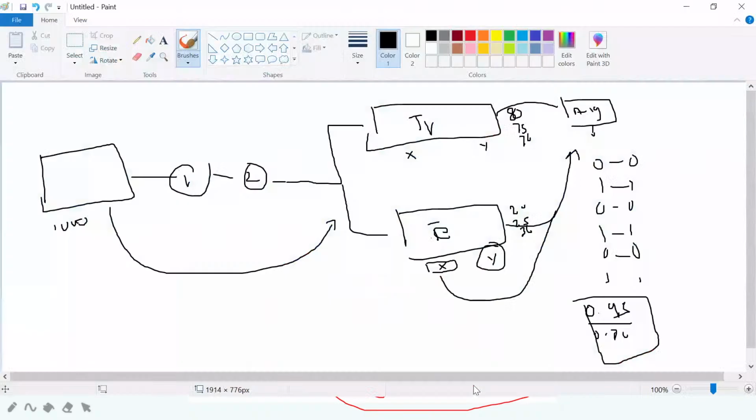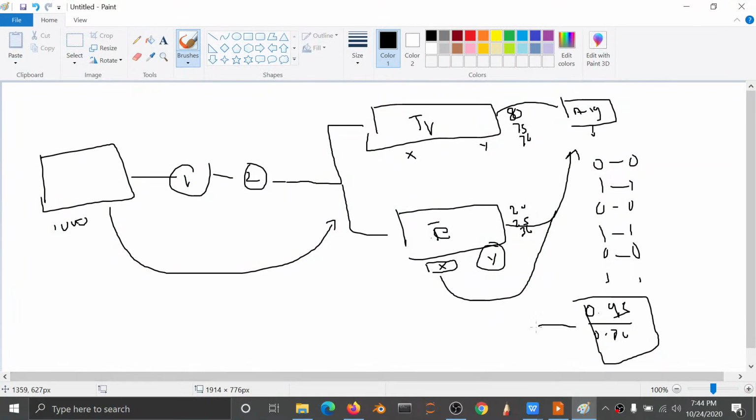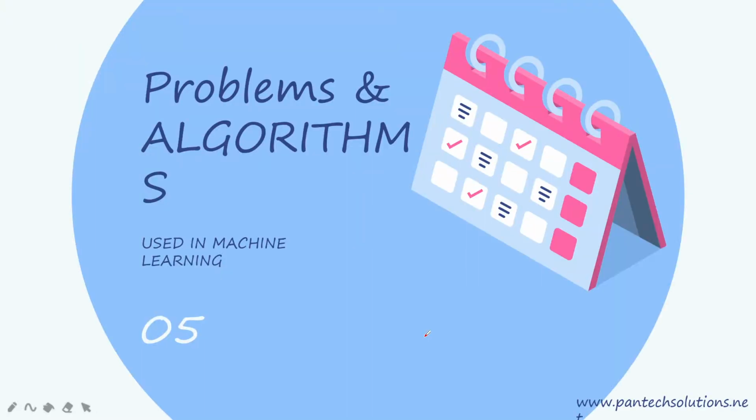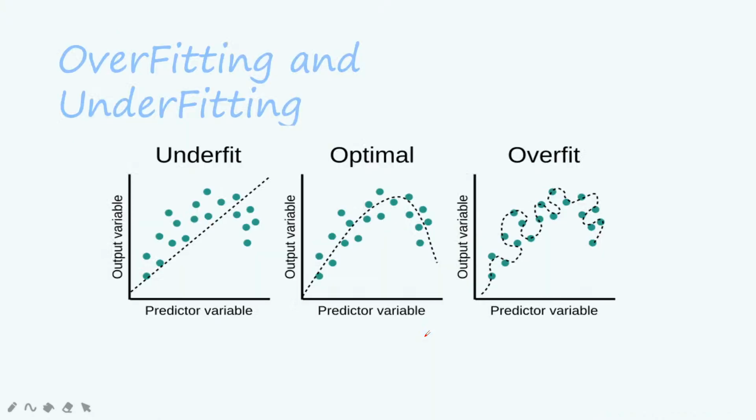If you have a balanced data set, checking the accuracy score is better. But if you have an imbalanced data set, you need to check the confusion matrix, and you need to minimize error rate 1 and error rate 2. So that is the use of evaluation. Next one, problems and algorithms in machine learning. One of the major problems in machine learning is underfitting, overfitting, and optimal.